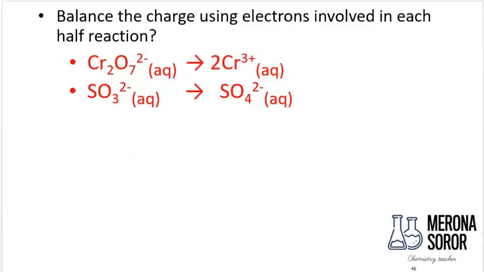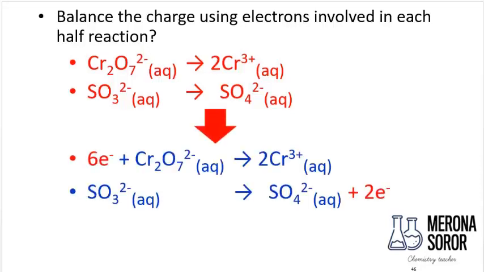Balance the charge using the electrons involved in each half reaction. The first equation must add 6 electrons to transfer chromium from Cr2O7 2- into 2Cr3+. And in the second equation, 2 electrons are produced when changing SO3 2- ion to SO4 2- ion, as we can see in these two equations.